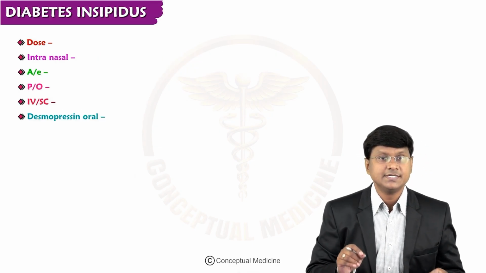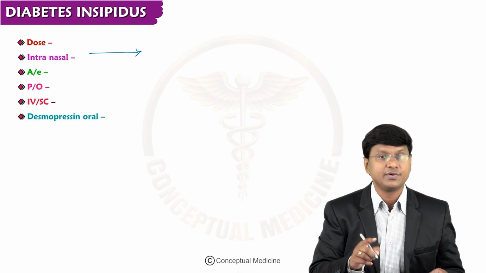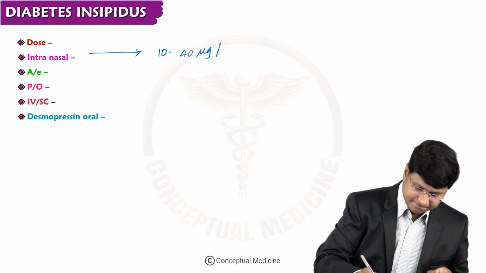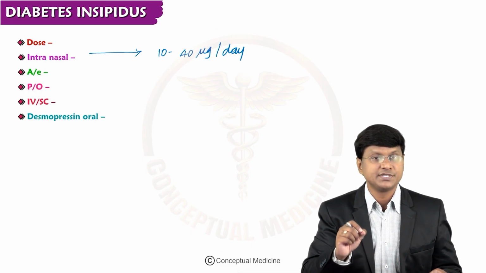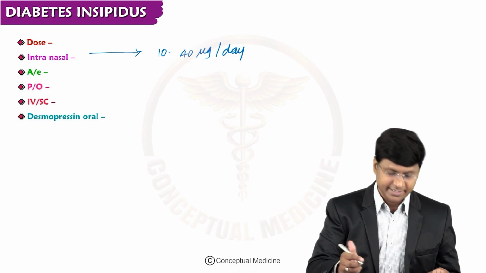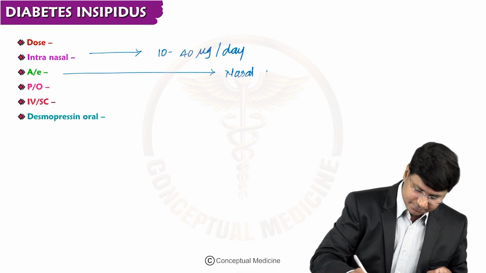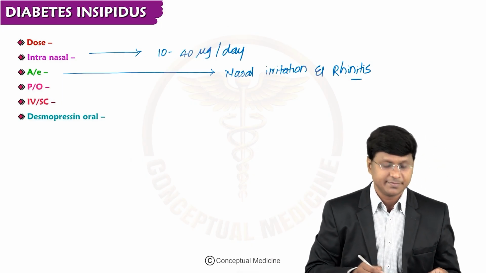Let me discuss the dose now. For intranasal, you have to give 10 to 40 micrograms per day. Whenever you give desmopressin by the intranasal route, the adverse effects are that the individual will develop nasal irritation and rhinitis. So these are the adverse effects associated with the intranasal route.